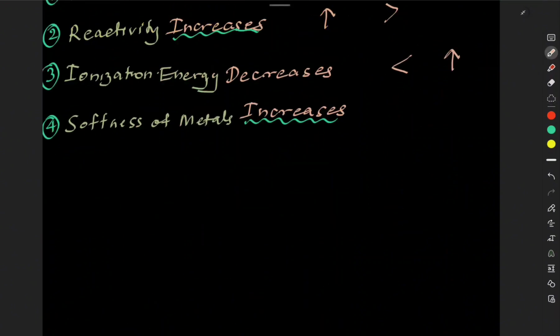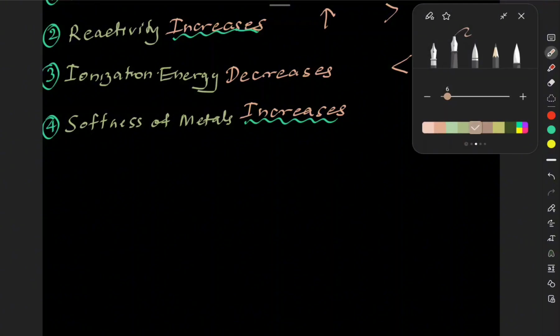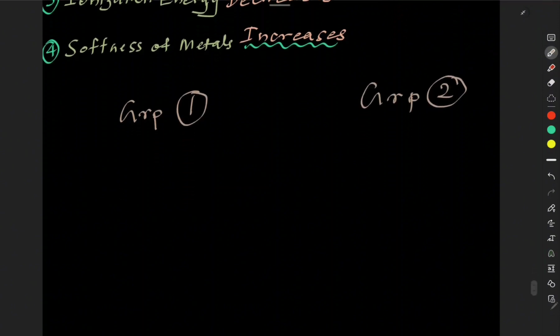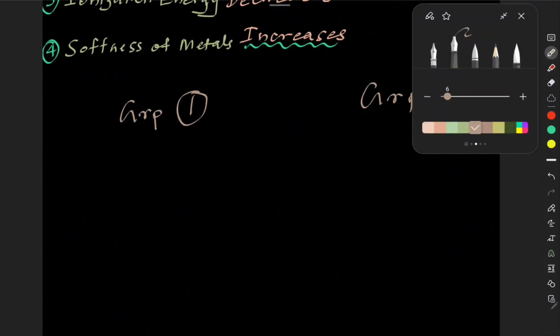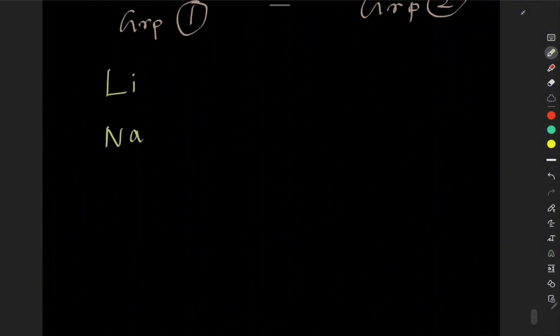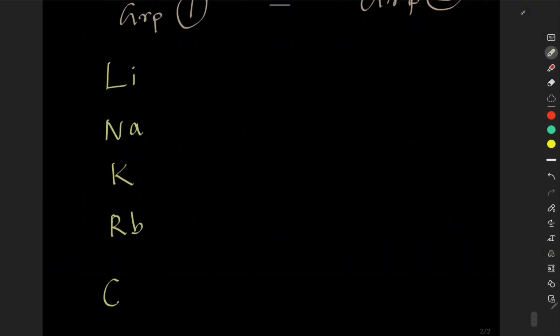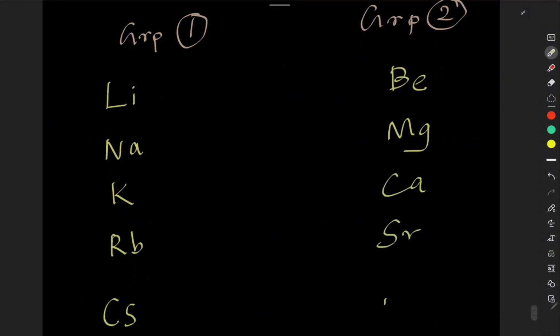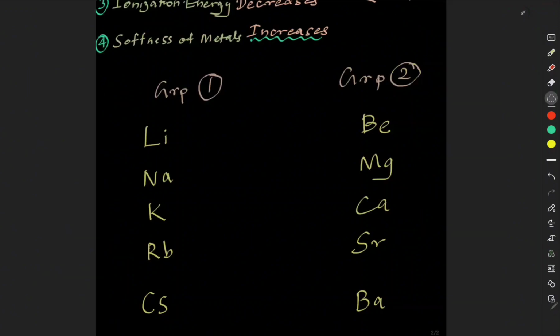Now let's check the elements in group 1 and group 2. Group 1 elements are lithium, sodium, potassium, rubidium, and cesium. Group 2 elements are beryllium, magnesium, calcium, strontium, and barium.